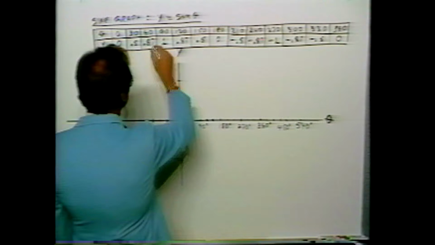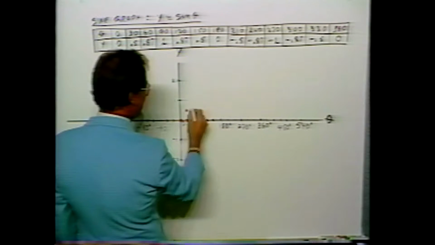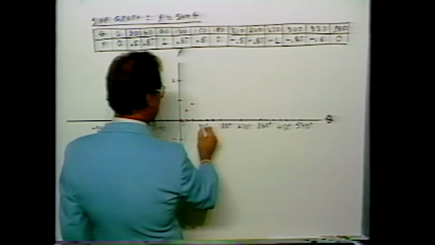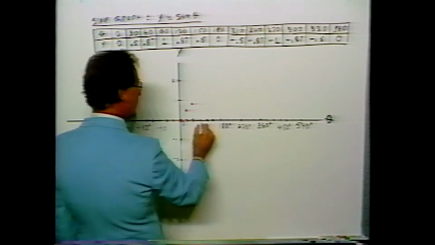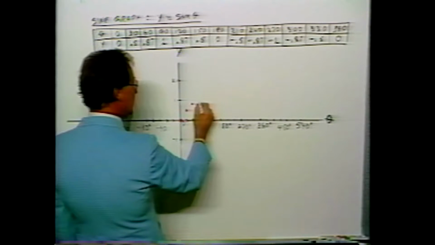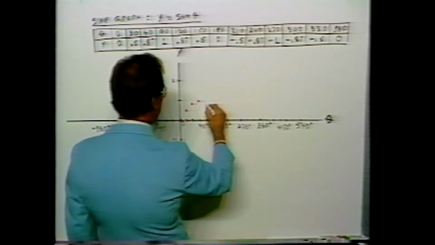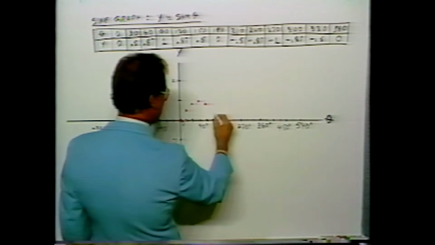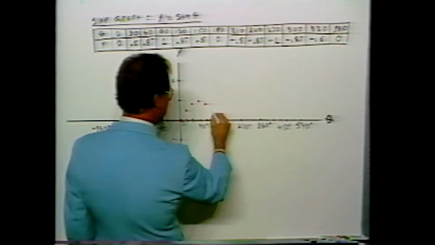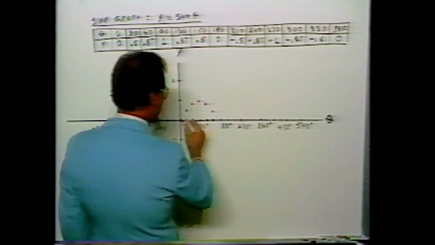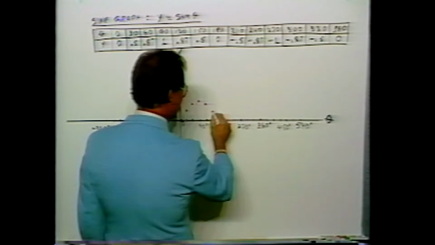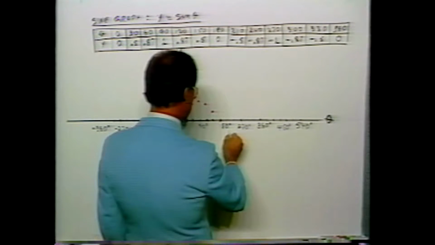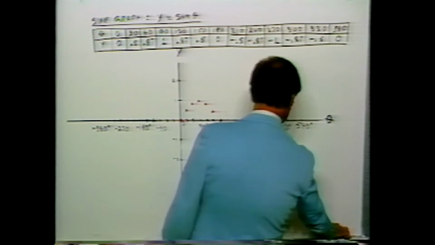For 60 degrees, 0.87. At 90 degrees, which is this mark on the scale, it is 1. Then for 120 degrees, it's 0.87, so it's even with this point. For 150, it's even with this point, 0.5. And here it is back to 0 again. 210, it's negative 0.5, which is located there.